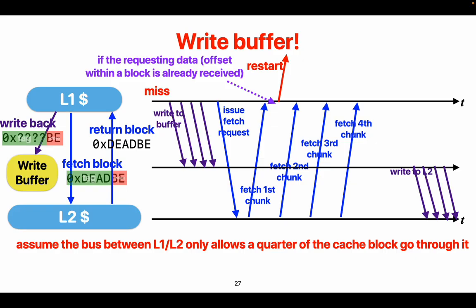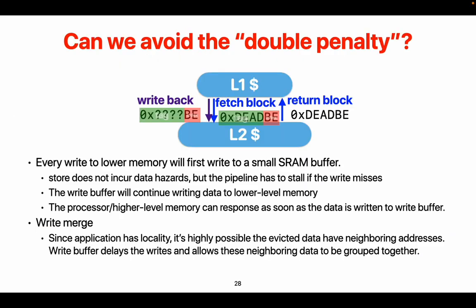So write buffer is actually trying to reduce the penalty of write back. So in this way, is it improving the cache miss rate? No, right? Again, it just makes the overhead of write back smaller, right?